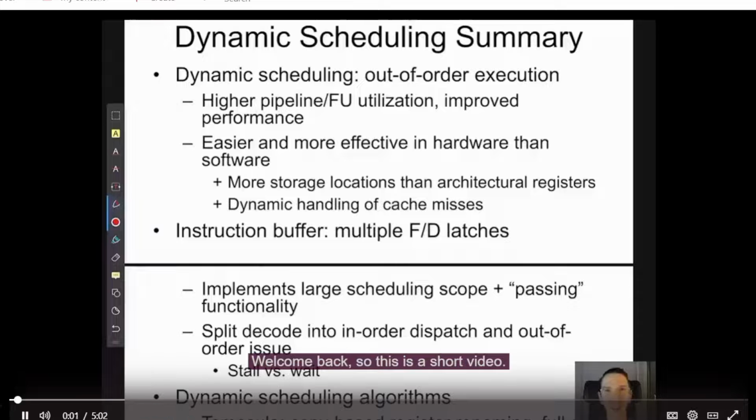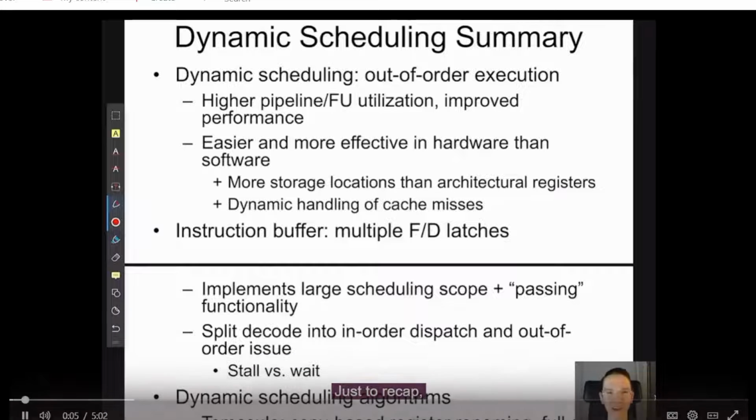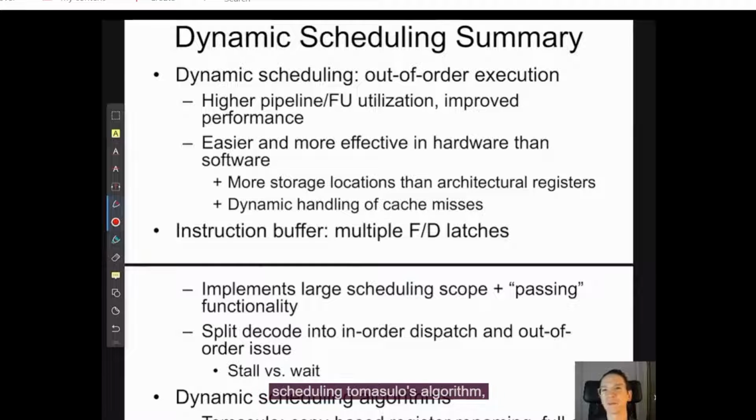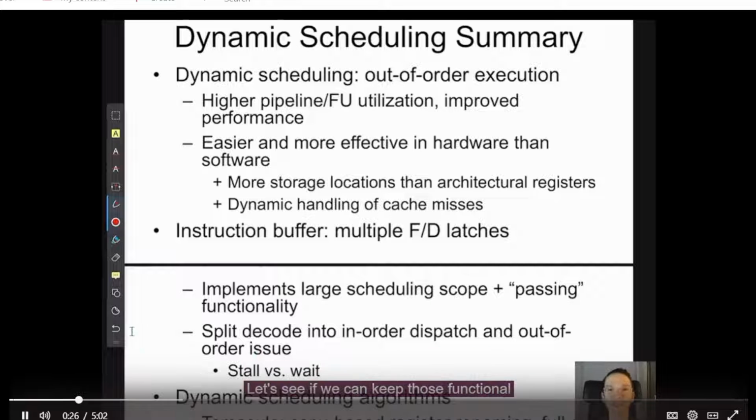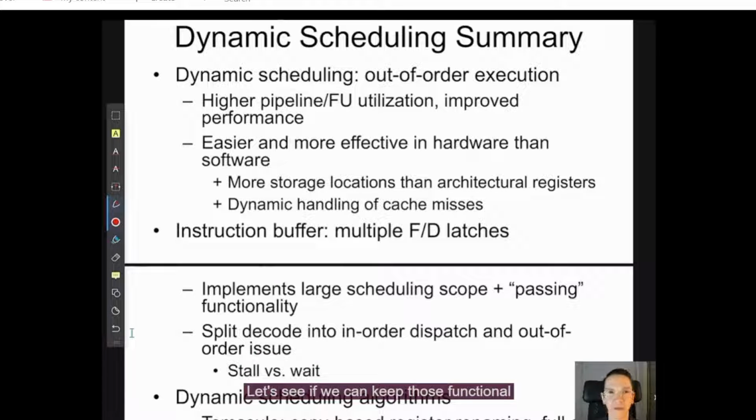Welcome back. So this is a short video just to recap this module on dynamic instruction scheduling, Thomas Wheeler's algorithm, as well as the big high-level concepts. So we have been studying dynamic instruction scheduling, also known as out-of-order execution. Now the goal is to achieve higher pipeline or functional unit utilization. Let's see if we can keep those functional units as close to 100% utilized as we can.